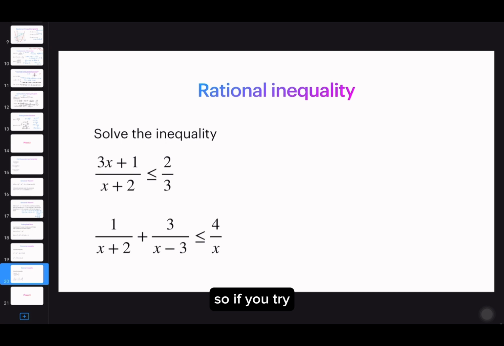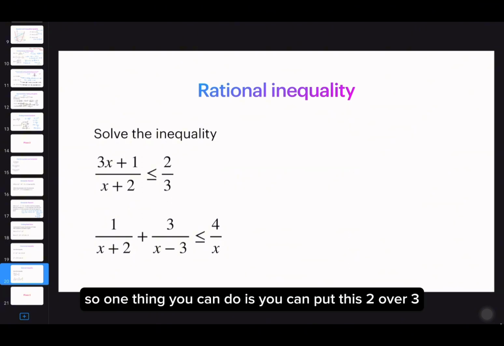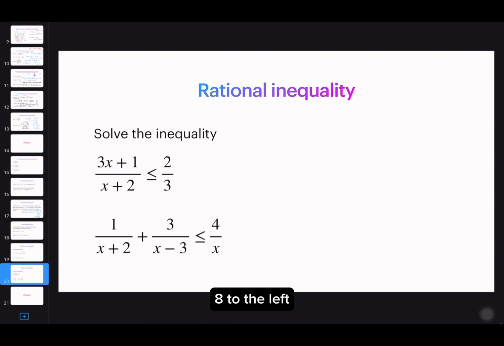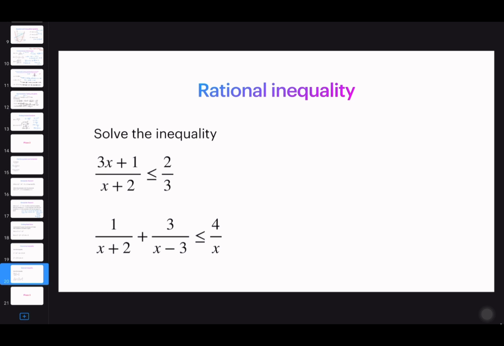So if you try to cross multiply, you will lose some conclusion. So try to make this fraction stay as it is. So one thing you can do is put this 2 over 3 to the left, so minus 2 over 3, and then combine them together, so we still have a good fraction. Okay. So that we still have the domain that is going to be essential here.